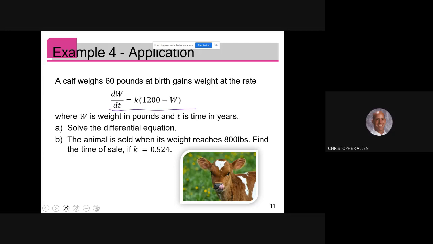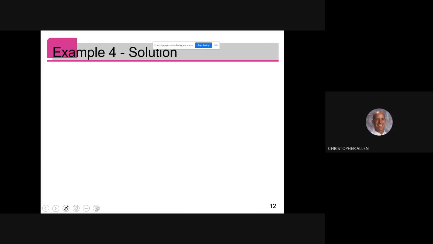The derivative of the weight with respect to time is directly proportional to K quantity 1200 minus W, where the weight is in pounds and T is in years. A, solve the differential equation, and then B, the animal is sold when it reaches a weight of 800 pounds. Find the time of sale if K is equal to 0.524.